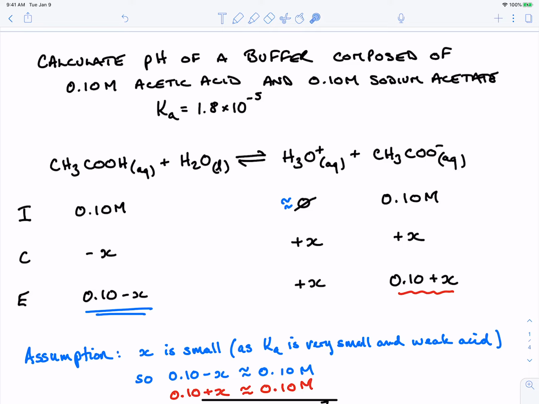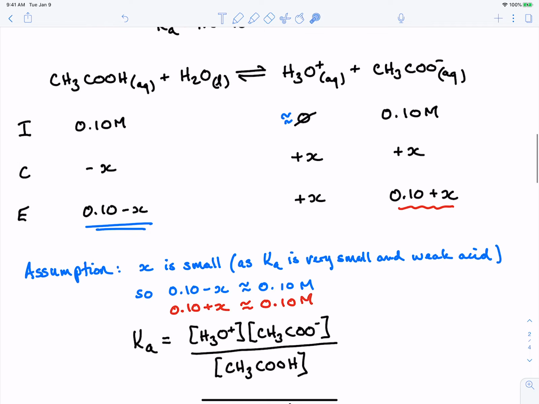The second assumption is that X is going to be very small, and we can say this because Ka is very small. In fact, it's 1.8 times 10 to the minus 5. So Ka is very small relative to the initial concentration. So 0.1 minus a very small number is still going to be equal to 0.10. That's how we make this assumption. We're also going to say that 0.10 plus a very small value of X is equal to 0.10 as well.